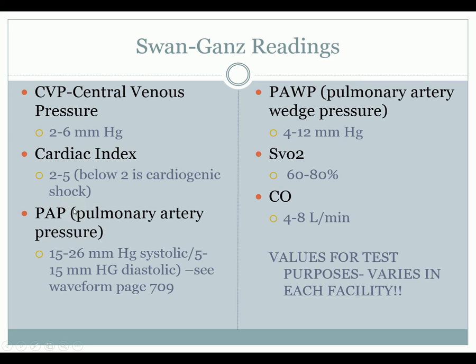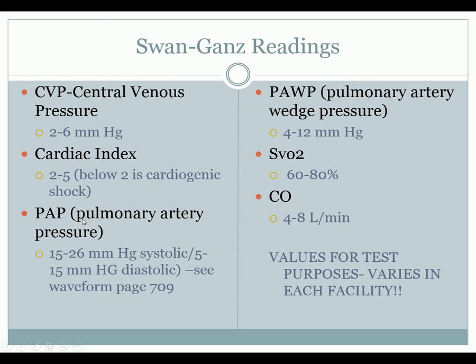So you can tell these are very sick people because you're trying to see how are they perfusing. What is their cardiac perfusion, their cardiac index? If they're not perfusing, it's below 2, they're at risk for cardiogenic shock.